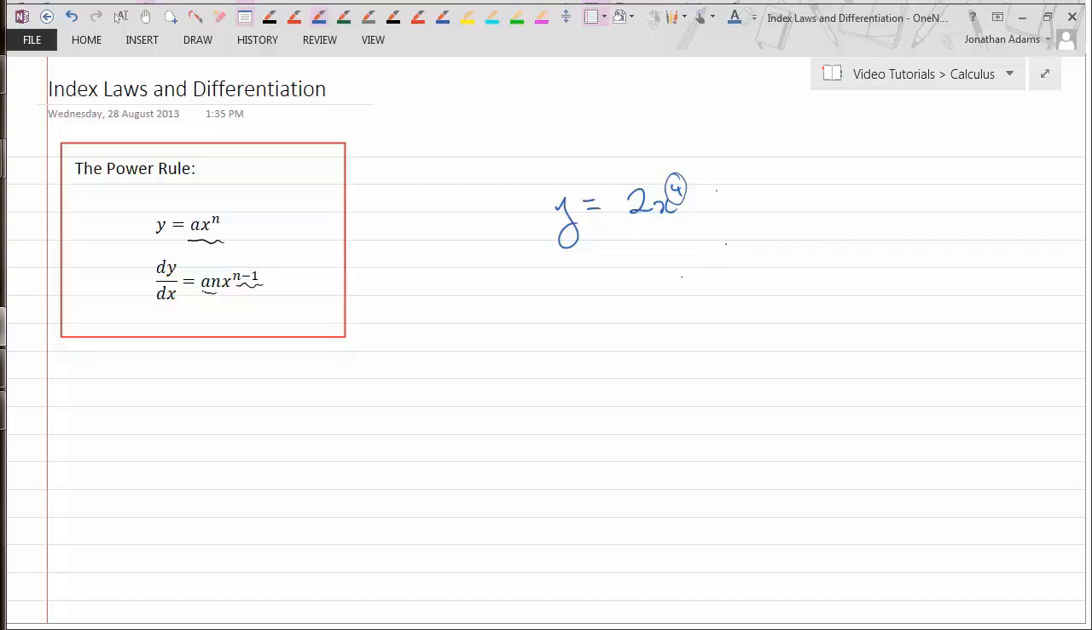We can actually use this to differentiate anything that we can get to look like this, to be in this form, where we've got some coefficient times x to any power. n doesn't have to be a whole number. And this is going to be helpful to differentiate certain functions. And to do that, we're going to need to review our index laws from first term.